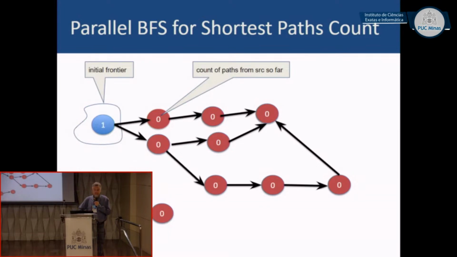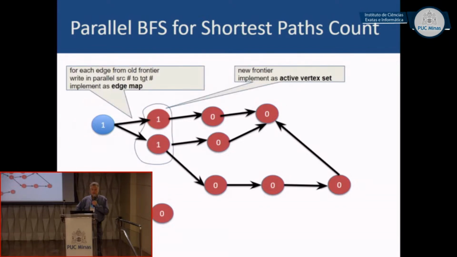Okay, that's going to be the initial frontier of my breadth-first search. And I'm going to initialize every node with the count of the path from my blue source reaching that node, at least so far. The blue node is reachable from itself by the empty path. Then I'm going to look at all the edges incident on my frontier, and in parallel, for every edge, I will write the count from the source node to the target node.